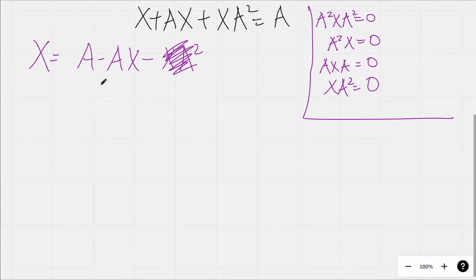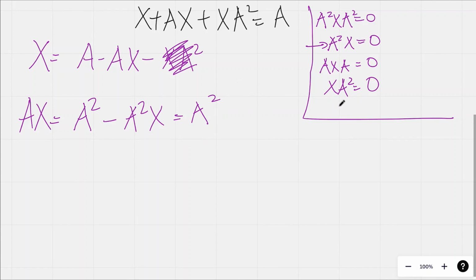The next matrix we're going to consider is ax, so we're going to pre-multiply both sides by a, so ax equals a times a is a squared minus a squared x. But a squared x from this thing up here is 0, so this is just a squared. So we get ax equals a squared, which isn't necessarily 0, we don't know. We only know that a cubed is 0, but it's still useful.